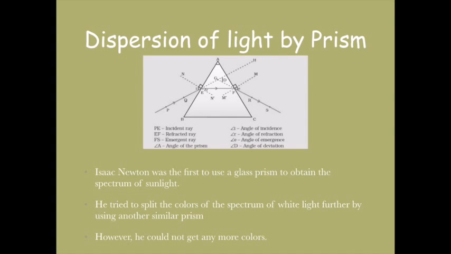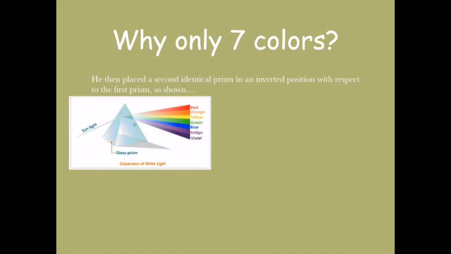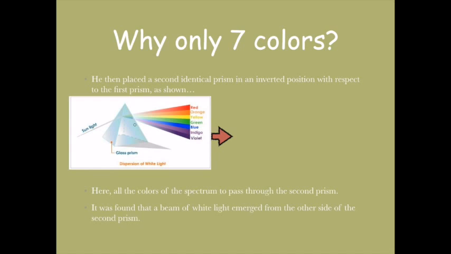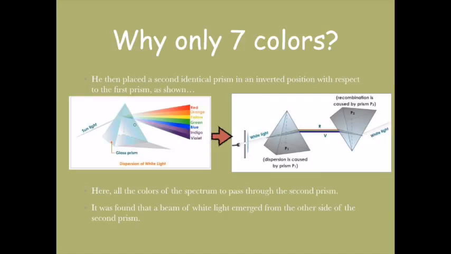So, are there only 7 colors? Yes, there are only 7 colors in white light. And let's see why. What Newton did was place another prism in an inverted position to this spectrum of 7 colors, as shown in the figure, to see if these 7 colors would disperse again. He put a second prism on the other side of the primary prism in this way, and what he saw was that white light was observed again. So he finally concluded that white light has only 7 colors.